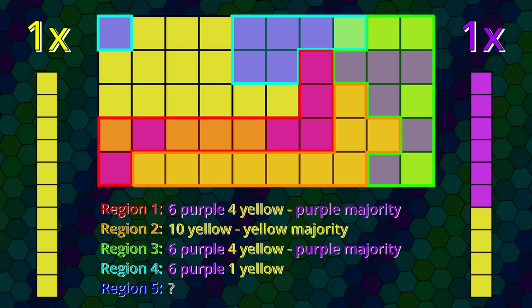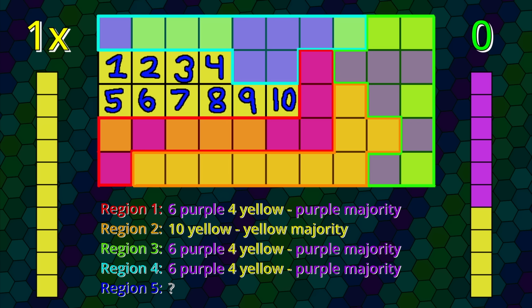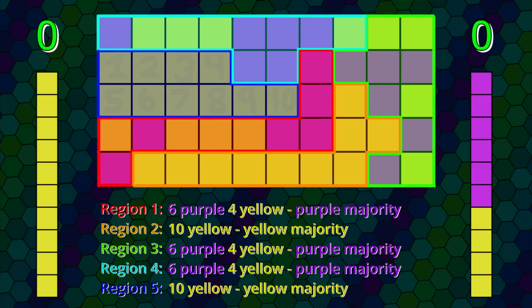And the only way to connect that final purple cell to this region is through these 3 yellow cells, finalizing our 4th region. That means that by default, these 10 yellow cells make up our 5th and final region, meaning we have officially successfully gerrymandered this board.